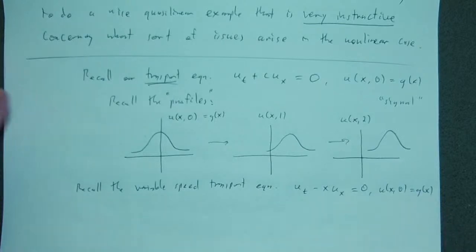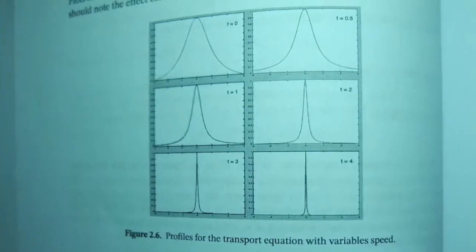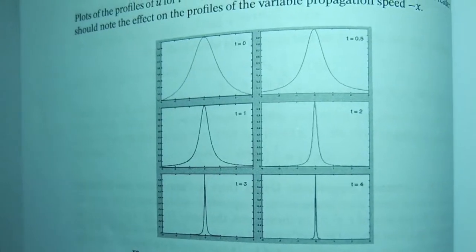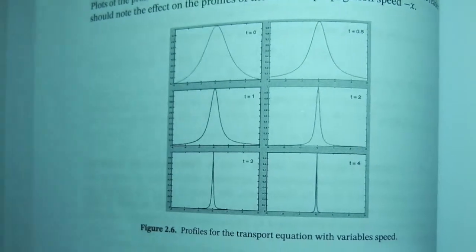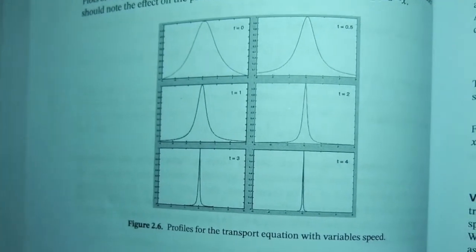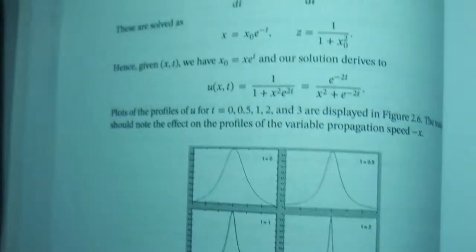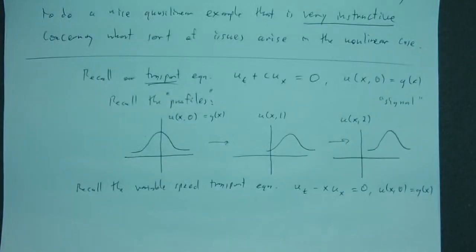And if we thought of g of x as a blip, what did the profiles look like? They look like this, right here. Here's what my profiles look like. This was the effect of this variable speed on this transport equation transporting this blip signal. Does that look like how a wave on the beach works? No. How does a wave on the beach work?